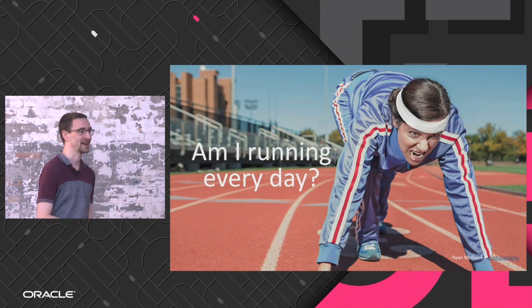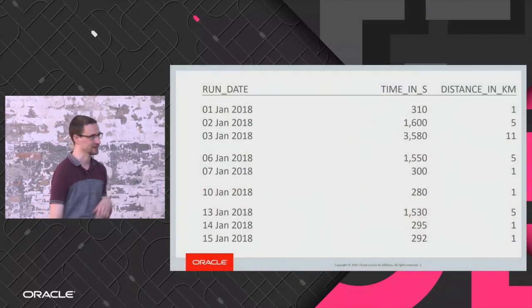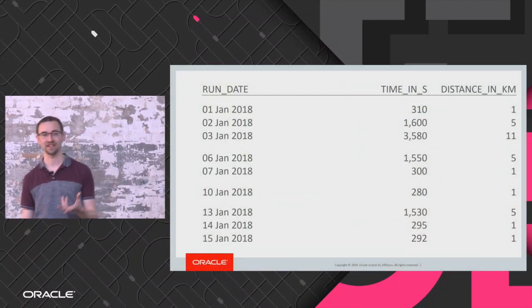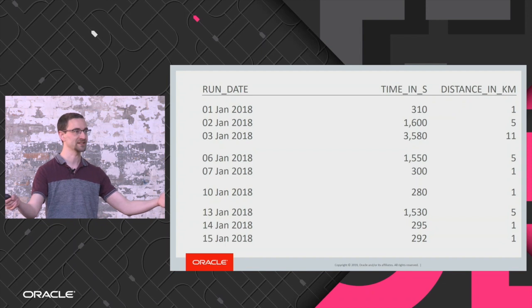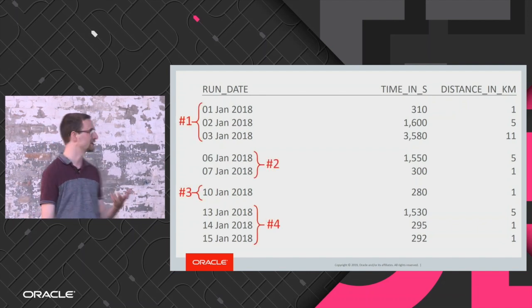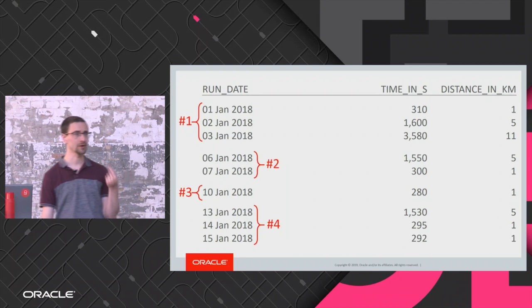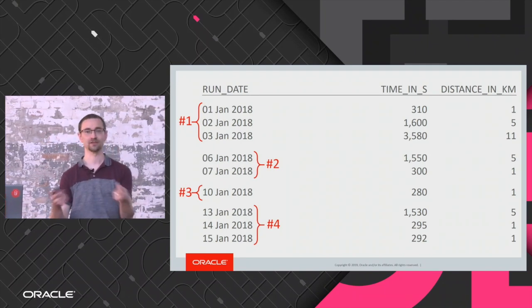So that's the first question we want to answer here. Have I actually done that? Have I run every single day? So here is a sample of my training data. And what I wanted to do is split it up into groups of consecutive days. I want to see first day in each group and how many days I actually ran consecutively. So we can see we've got 4 groups here, the first through the third, 6th and the 7th, and so on. So I want to split the data up into these groups.